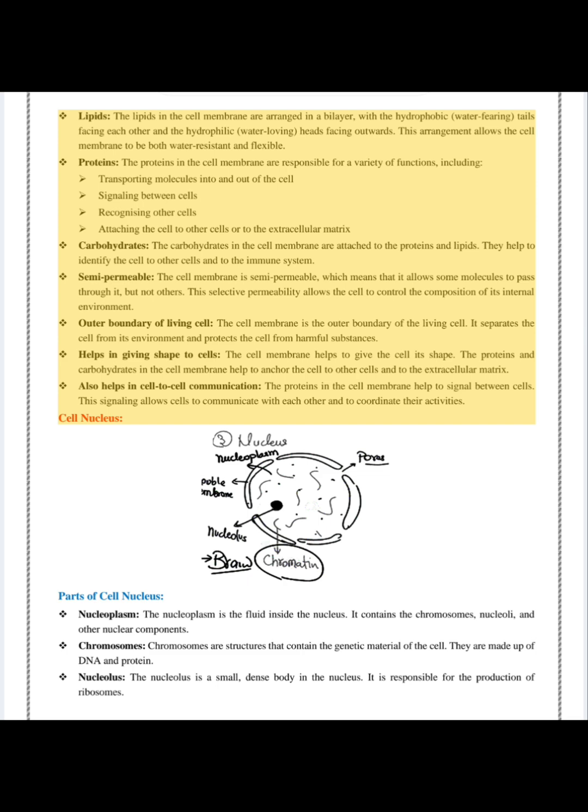Outer boundary of living cell. The cell membrane is the outer boundary of the living cell. It separates the cell from its environment and protects the cell from harmful substances.